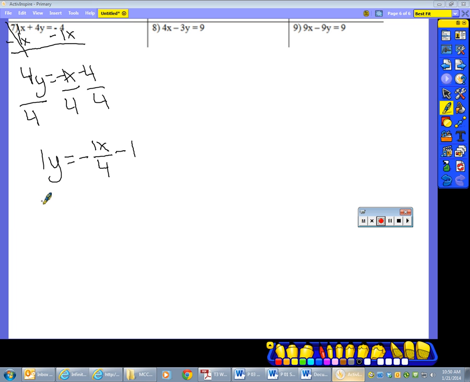Just want to show you the mathematical way that we would want this: y equals m, which is negative 1/4, x plus b. In this case, it is negative 1. But both are correct, actually. You can still see your rise, still see your run. That's not going to be an issue.